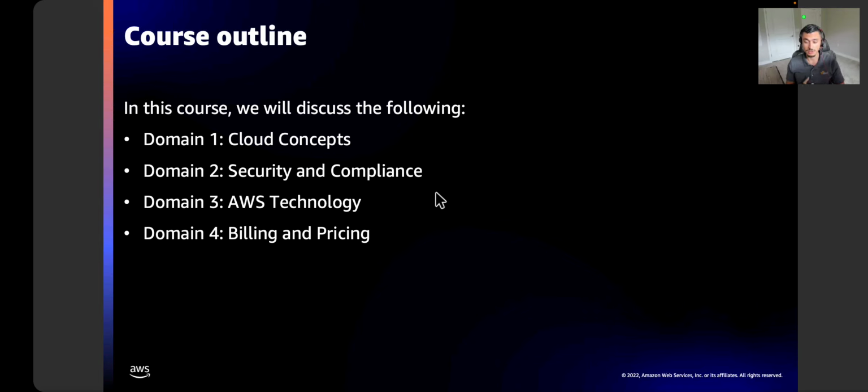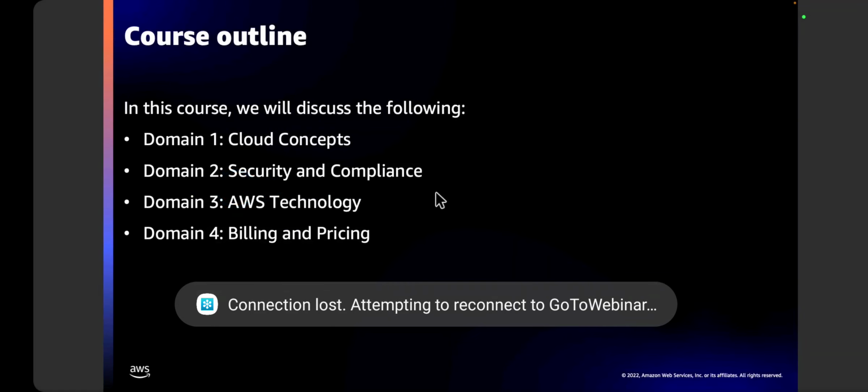things around that. Domain 2 is on security around the AWS shared responsibility model, but also other things related to how we can achieve compliance and what the different security tools are that we can take advantage of in the cloud. Domain 3 is all about AWS technology, so we'll talk about the different core services that you should be aware of. And then domain 4 is on billing and pricing.